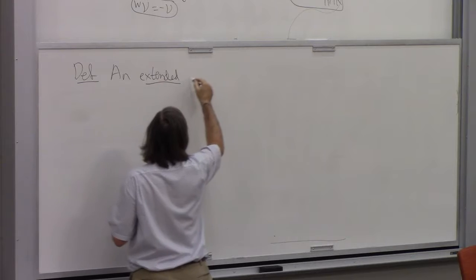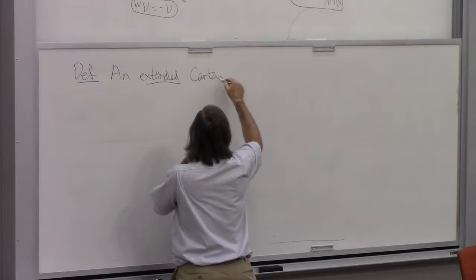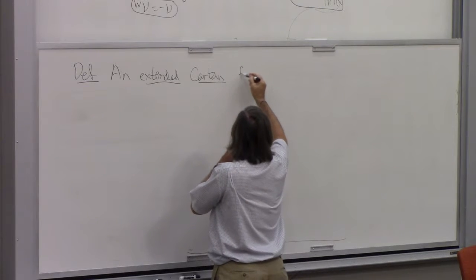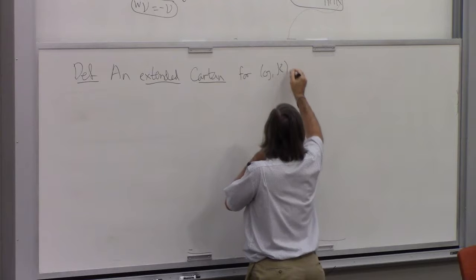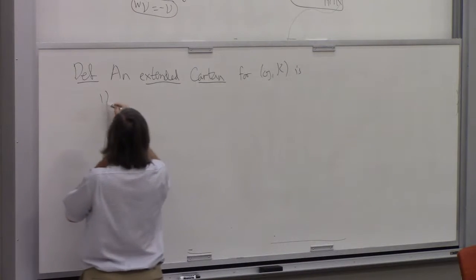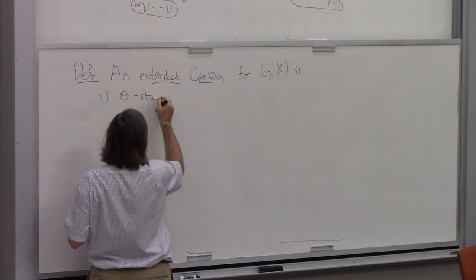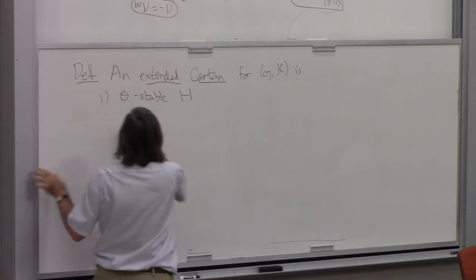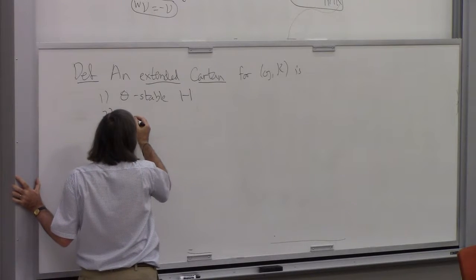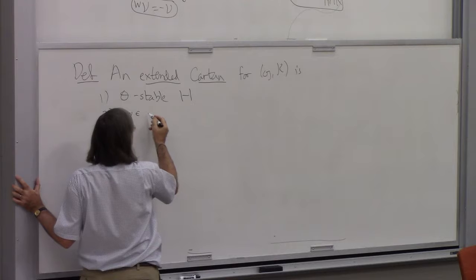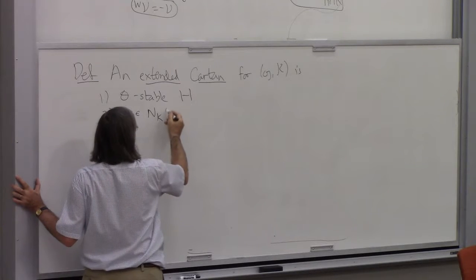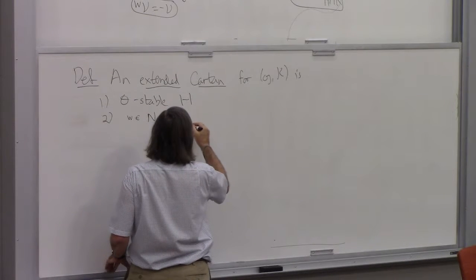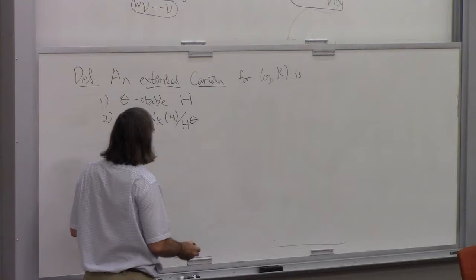So an extended Cartan for this GK setting is, first of all, this theta-stable H, and second, some W in this normalizer in K of H modulo H upper theta.